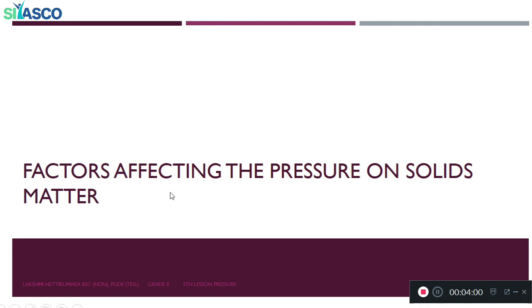As you know, our topic is pressure. To understand pressure, we have to think about the factors affecting the pressure on solid matter. Here, I especially have to mention solid matter because for your syllabus, we only have to consider the pressure exerted by solids on solids.